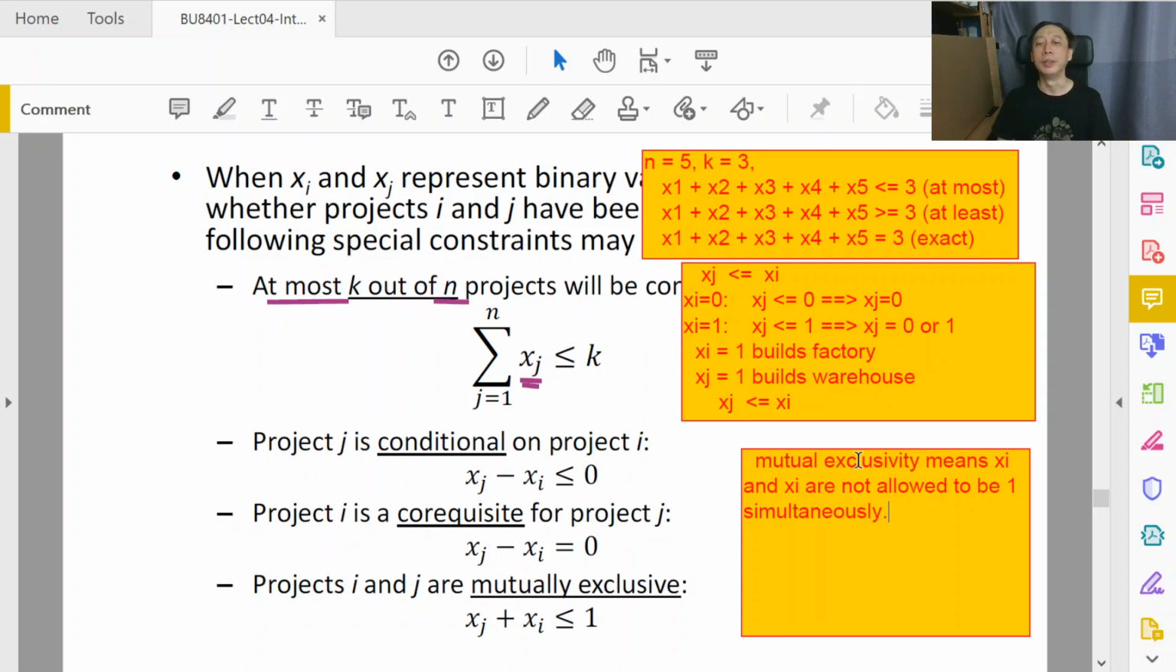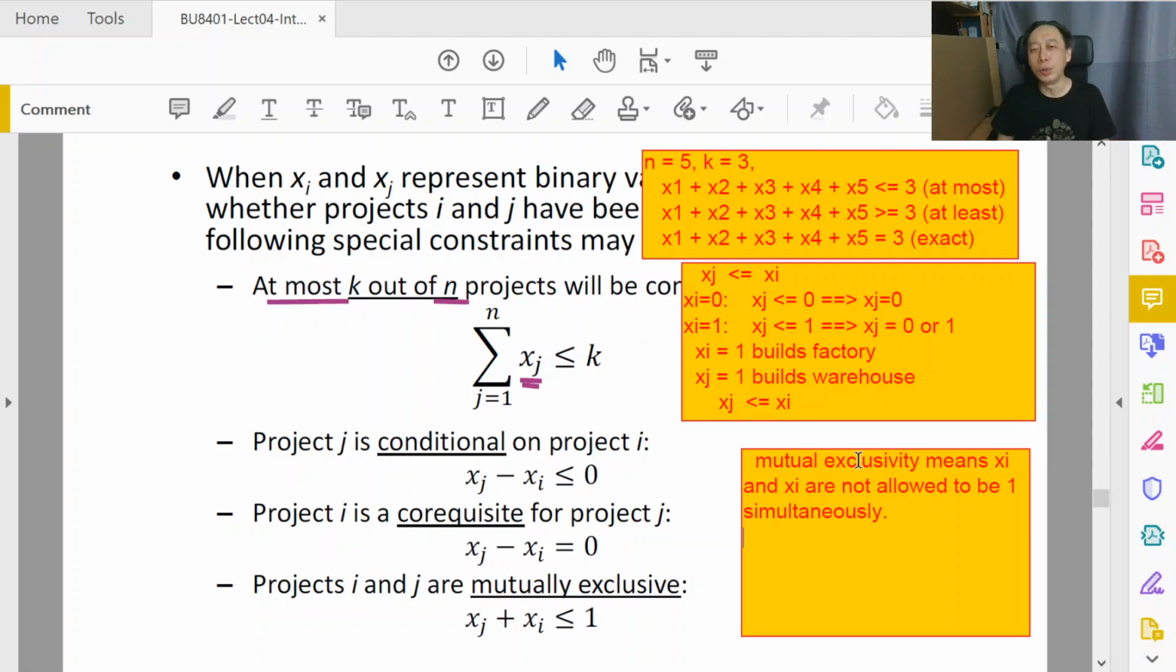That's all. So xi and xj can be 0, 0, okay, no problem. Do I, don't do j, that's okay. Do j, don't do I, that's okay. Do I and j together? No, that's not okay.